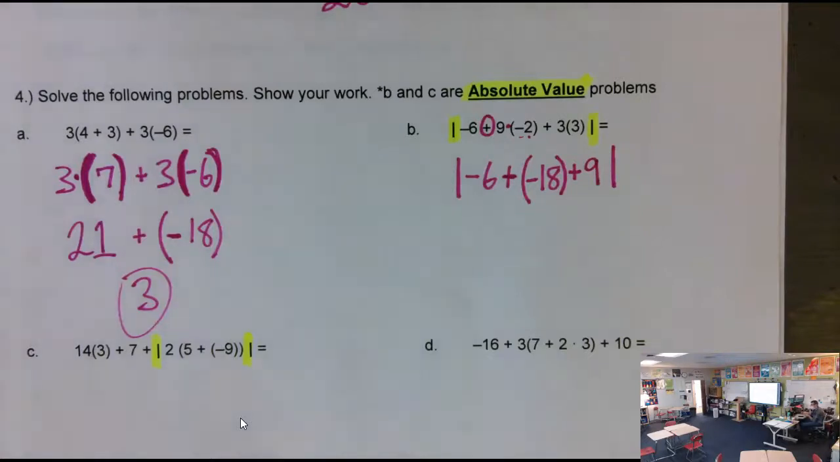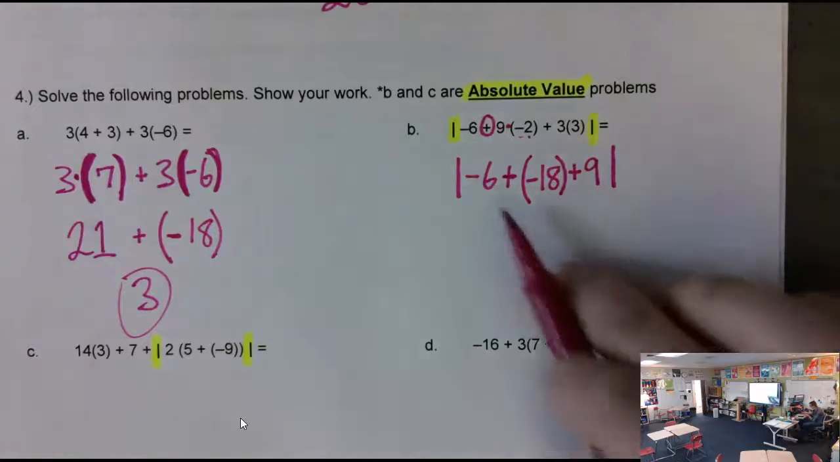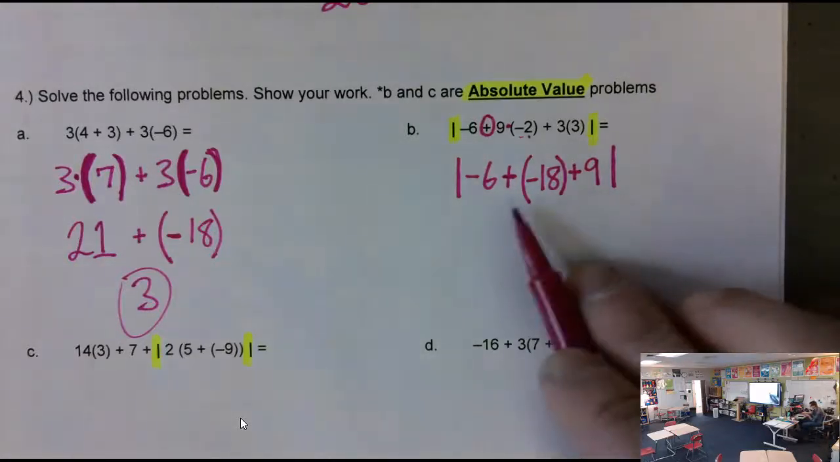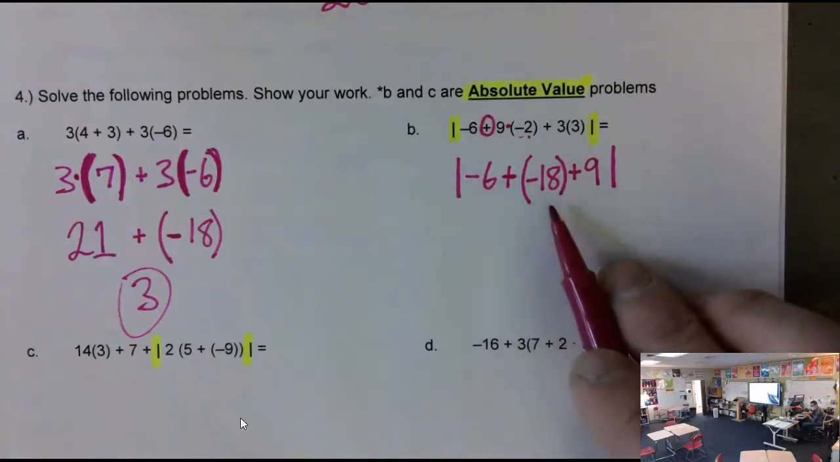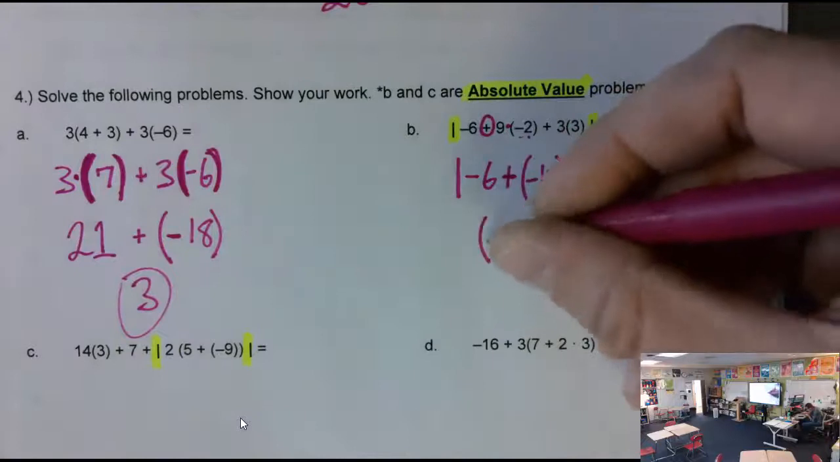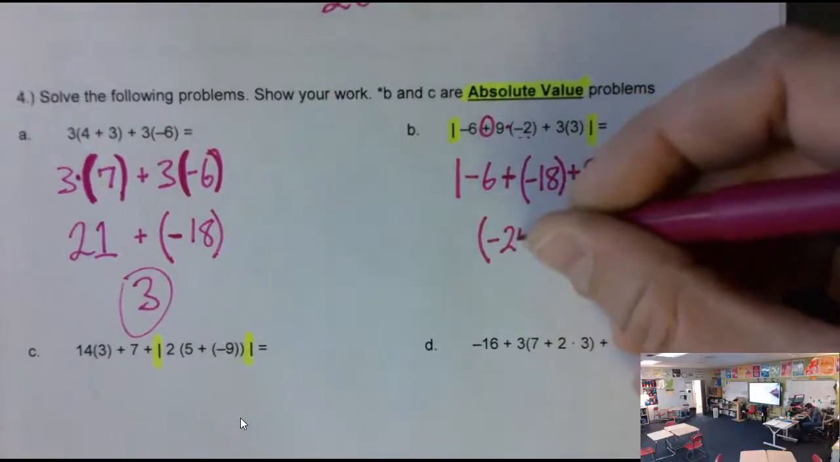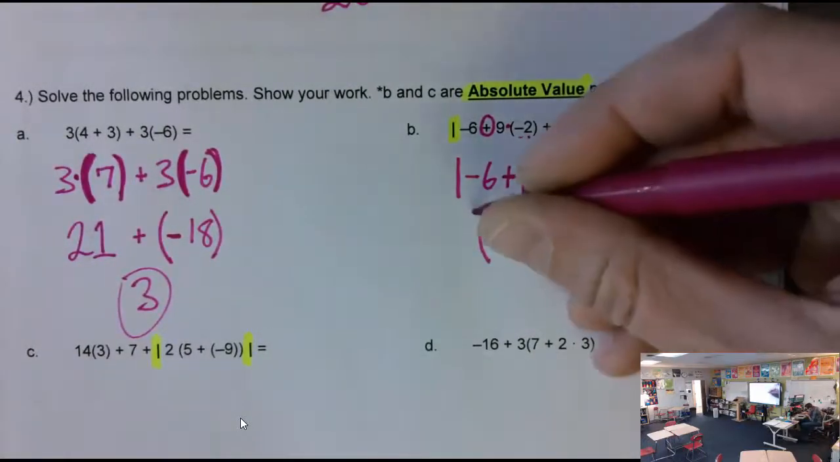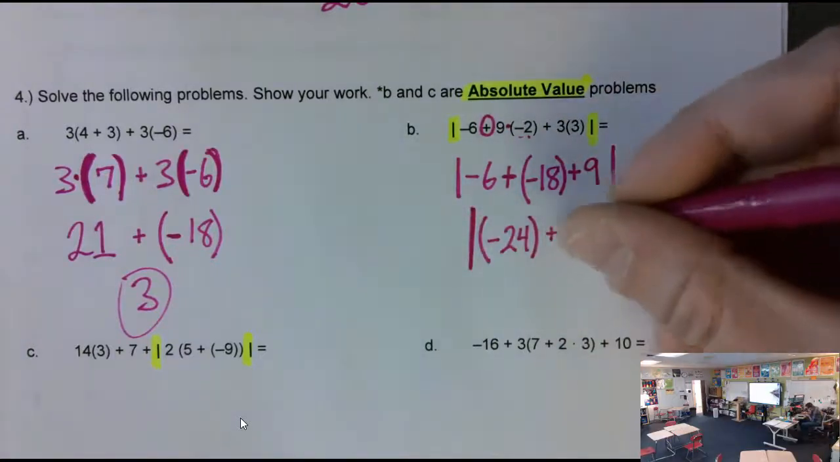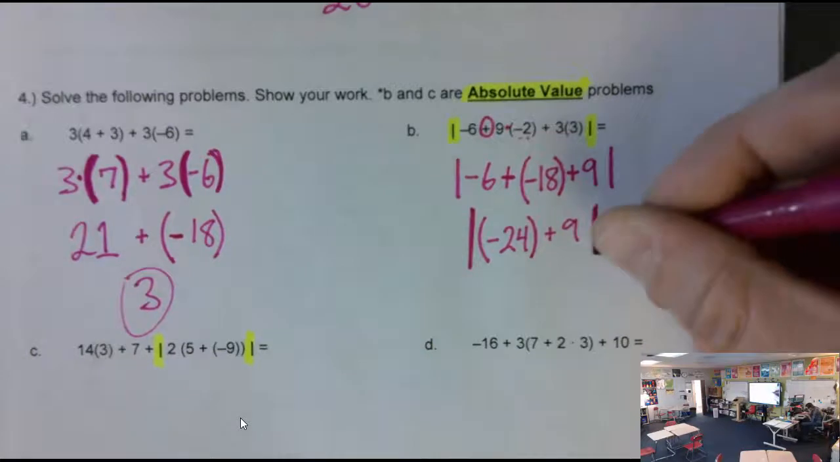Still, we do not make things positive. We do that at the end. So I would put your negatives together and then deal with the positive. What's a negative 6 with a negative 18? How much negative do we have in total? Yeah, negative 24. We still have our absolute value bars. Negative 24 plus 9.